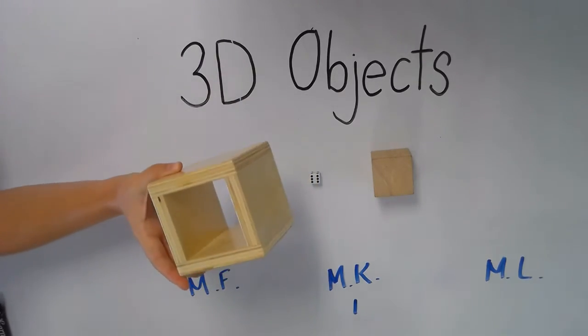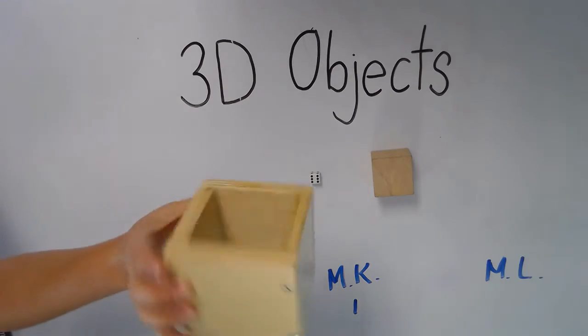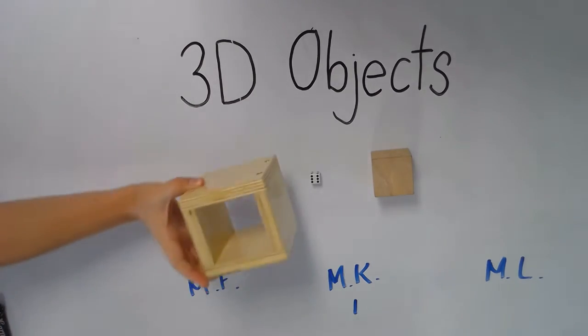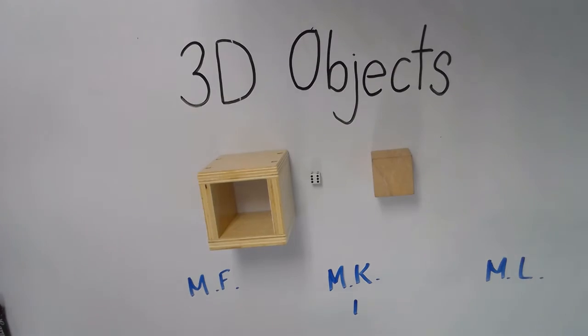Are your faces all squares, Miss Flanagan? They are. So that's how I know that it is a cube. Excellent. Well, I think you definitely deserve a point. I'm going to give her a point as well.